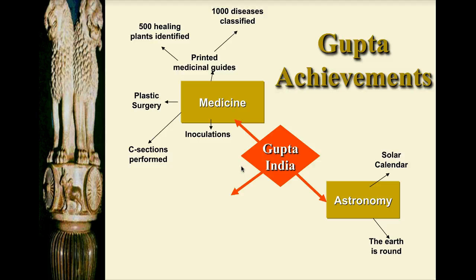In the fields of astronomy, they have the solar calendar. They figured out that it's a 365-day calendar. They know the Earth is round. Not only do they know the Earth is round, but they figured out the circumference of the Earth. And they also know that the Earth revolves around the sun. They have the heliocentric theory 1,000 years before Europe does. And these are all ideas that are really going to turn Europe on its head. When we get to the scientific revolution, people are put in prison for these ideas that the Gupta had figured out, like I said, 1,000 years earlier.